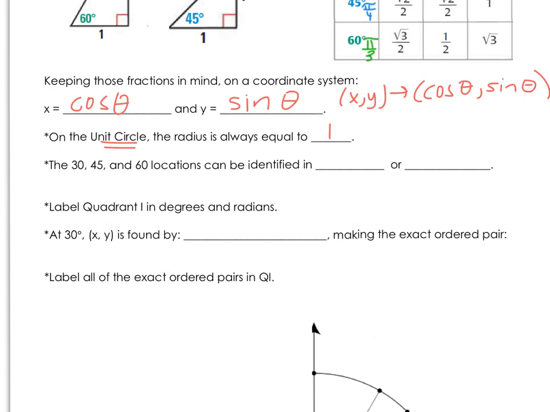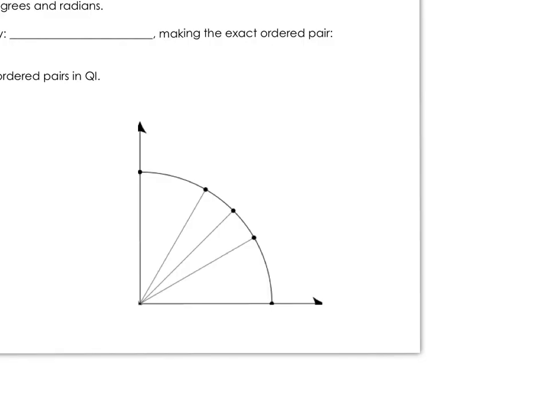What we can do is take that 30, 45, and 60 degree location and identify them both in degree mode or in radian mode. And that's why I wrote those in that box up above. 30 degrees is the same as pi over 6, 45 is the same as pi over 4, and 60 is the same as pi over 3. It says label quadrant 1 in degrees and radians. Let's do that down below.